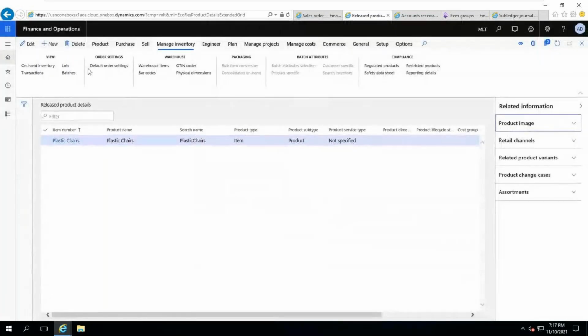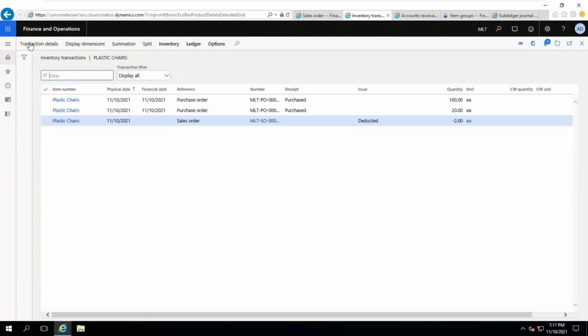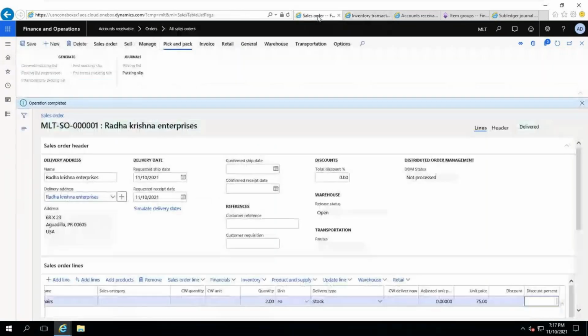If you verify on hand inventory, earlier one purchase order 100, one purchase order 20, total 120, minus 2, it is 118. If you verify transactions, it will show you the transactions clearly. Purchased and deducted. Now I am trying to do the invoice. Let me get error messages.